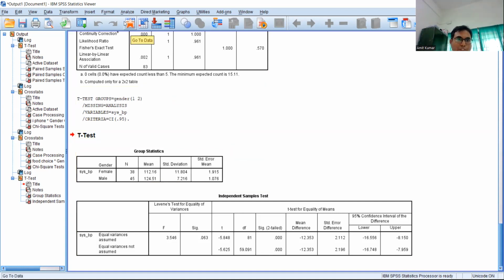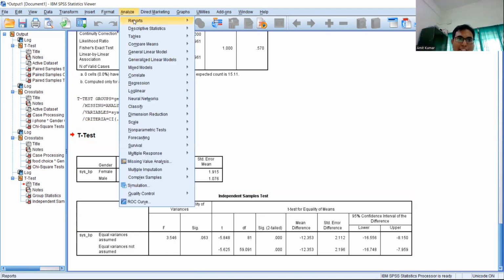What was the next question we wanted to know? That is the statistical knowledge before and after the workshop. The test you already know. We will apply the paired t-test. We will go to Analyze, then Compare Means, then Paired-Samples t-test.